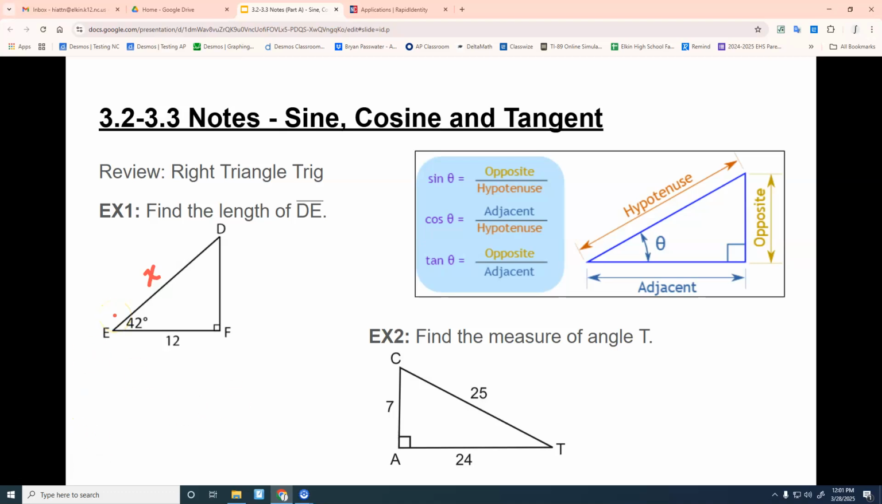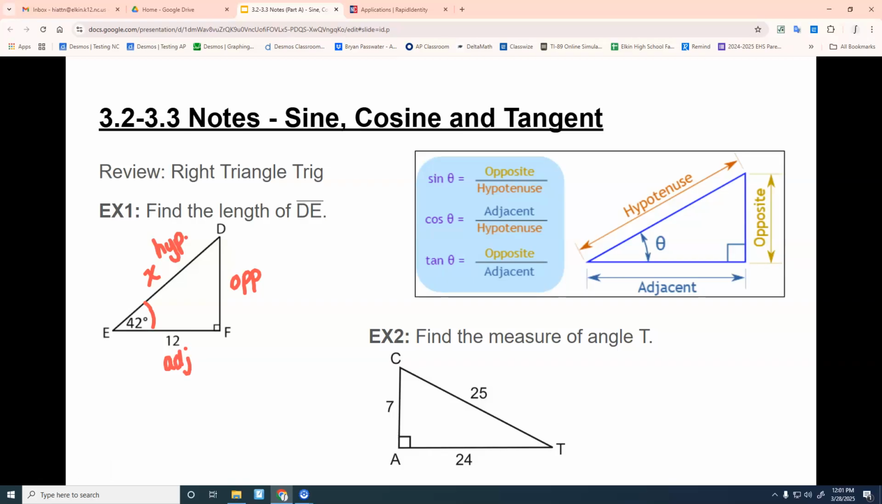Whenever we're doing trig, you have to have a right angle, but the right angle is not the angle that you use for the trig. You need to use this angle, 42 degrees. The side across from your right angle is always your hypotenuse. That hypotenuse is your longest side. Across from this 42, we call that the opposite side, and this 12 right here is my adjacent side.